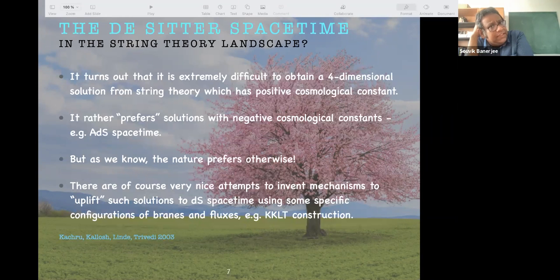However, it turns out that it is extremely difficult to obtain a compactification scheme from string theory which gives you a four-dimensional solution with a positive cosmological constant. It rather prefers solutions with negative cosmological constants, for example, AdS space-time. This is a fact that you can understand in many different ways. For example, if you think about some simple supergravity theory in 4D, you will see the following thing.